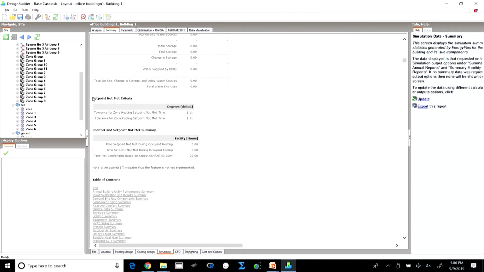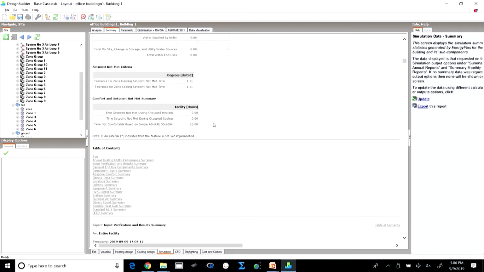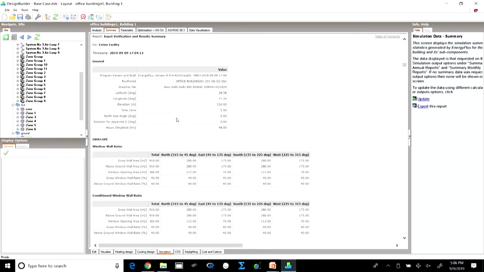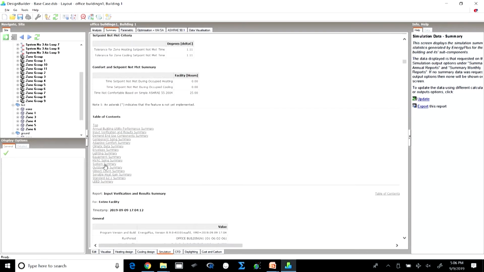It will also give us the set point not met criteria, where the default values have been given as per ASHRAE, the default values. We can also look at the comfort and set point not met summary, that how many times the set point was not met during the occupied cooling. So, this is what is the summary. In addition to that, if we look at this, it will give us the climatic data summary, the adaptive comfort summary. We can go to each one of these.